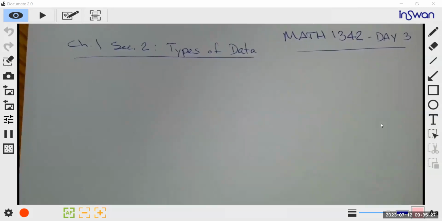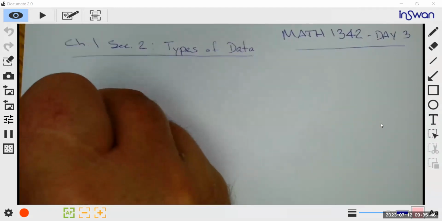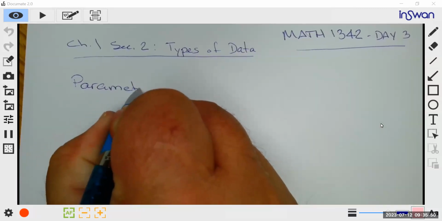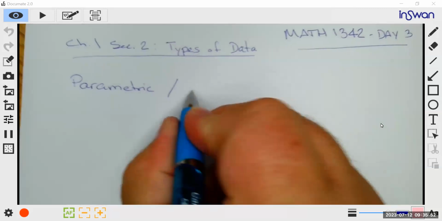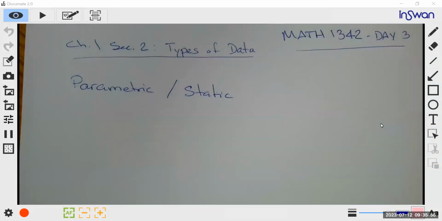All right. Today is the exciting lecture: types of data. Well, didn't we all think there's just one type of data, the stuff you collect? But there are different types that we're going to look at here. So the first type, we have something called parametric versus statistic.